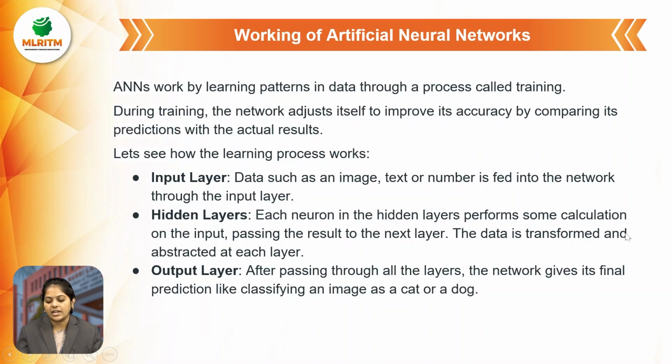So here the data is transformed and abstracted at each layer, and at the output layer, after passing through all the layers, the network will give its final prediction. Let's say we are feeding some images, like cat images and dog images, as input. The middle layer, that is the hidden layer, will classify the things and generate the output to the output layer. The output layer will classify these are certain images of cat, and these are certain images of dog. So this is how the data can be categorized from the hidden layer to the output layer.